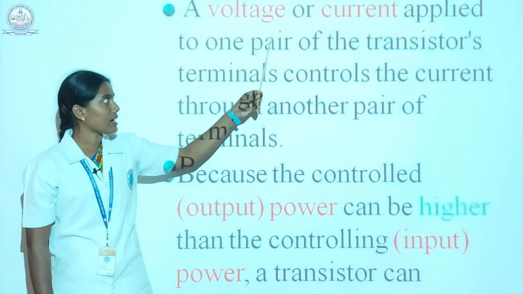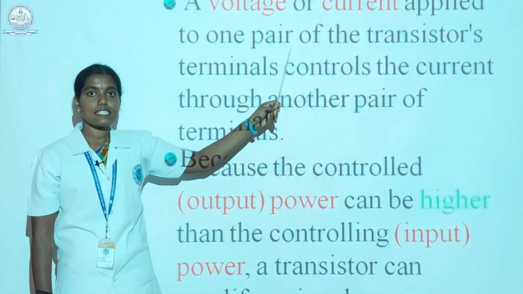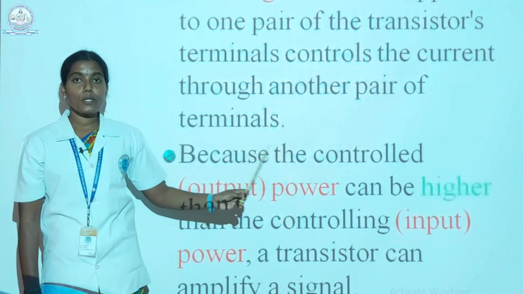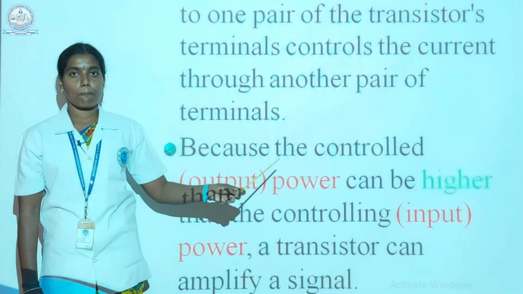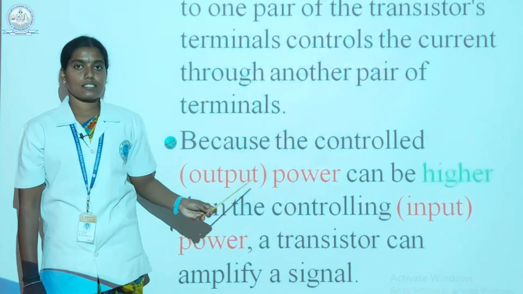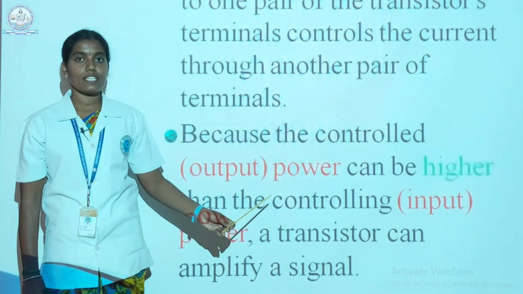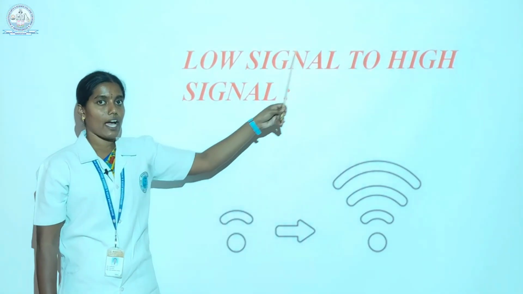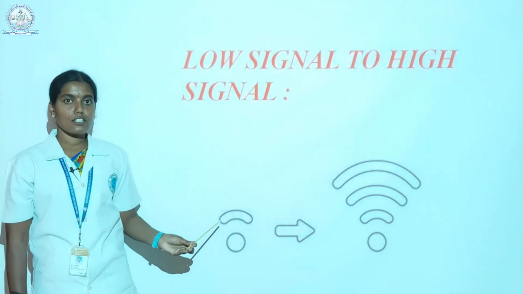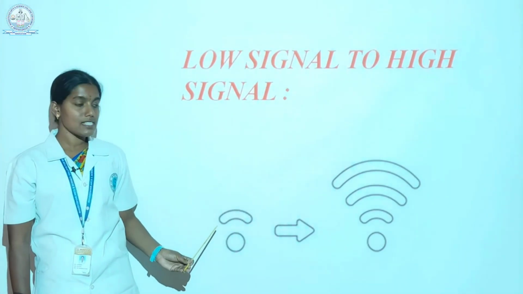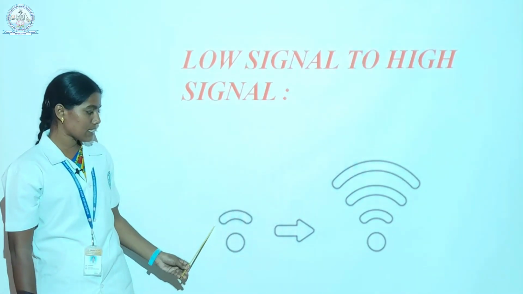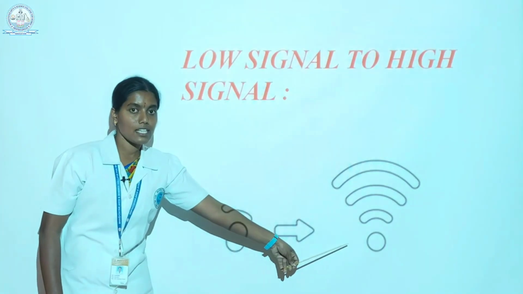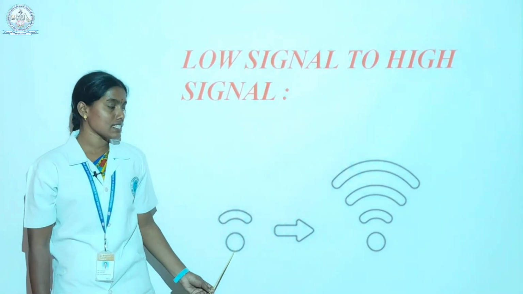A voltage or current applied to one pair controls the other pair of the transistor, because the output power is higher compared to the input power. So a transistor can amplify signals, converting low signals to high signals. A transistor is used to amplify the signals. This is the input signal, the signal range is small. It's converted to a high range of signal. So a transistor can amplify signals.